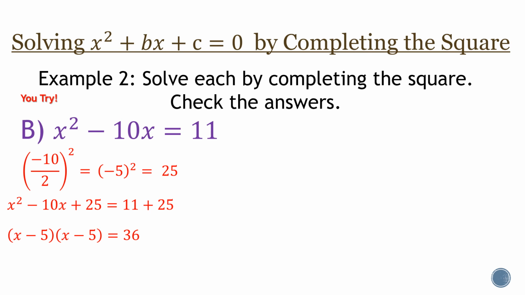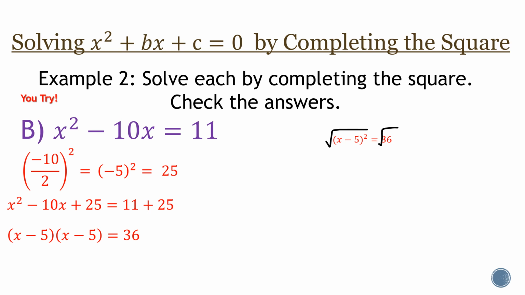Again, I want to condense those two binomials that are the same as a squared. So I would have x minus 5 squared equals 36. Now I want to take the square root to eliminate the exponent on the left side of the equation. And if I'm going to square root the left, I must square root the right. So square root the left and right.